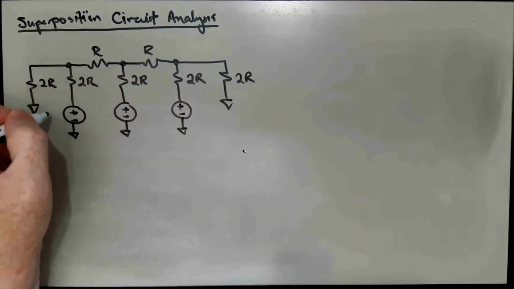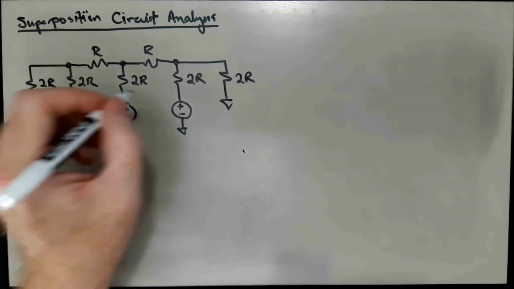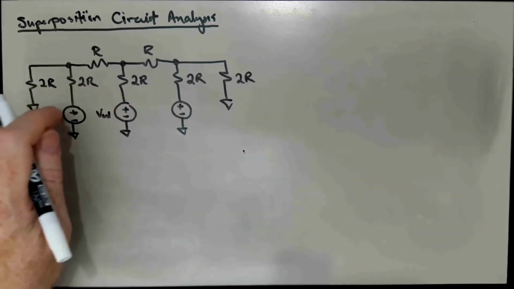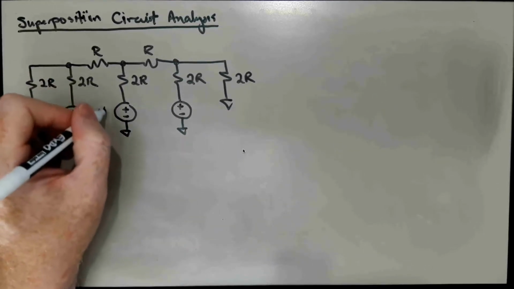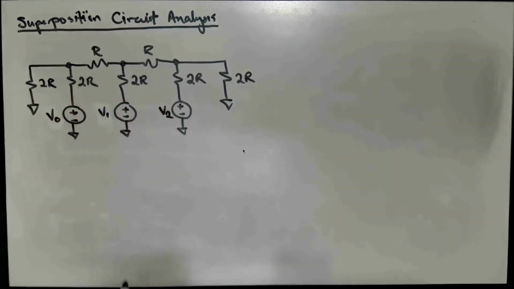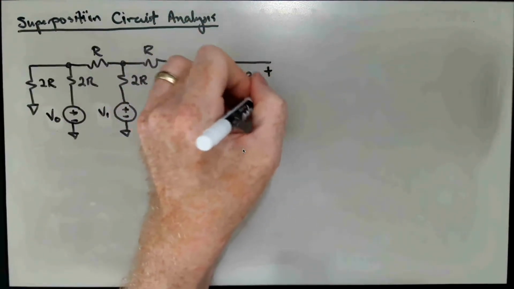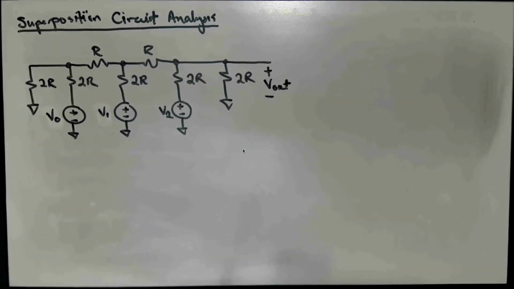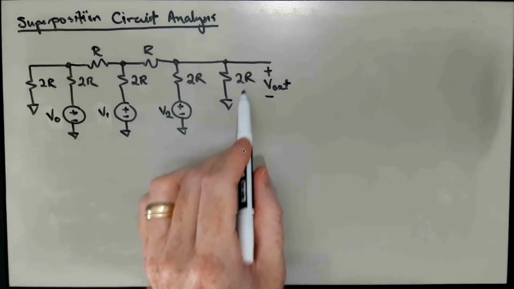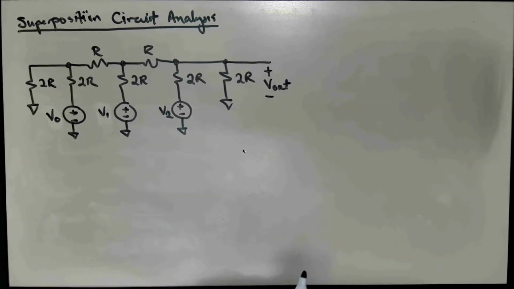And we're going to call this one V0, V1, and V2. And our output is going to be right here. And we'd like to know, how does Vout, the voltage across this 2R resistor here, depend on these 3 voltages here, V0, V1, and V2.